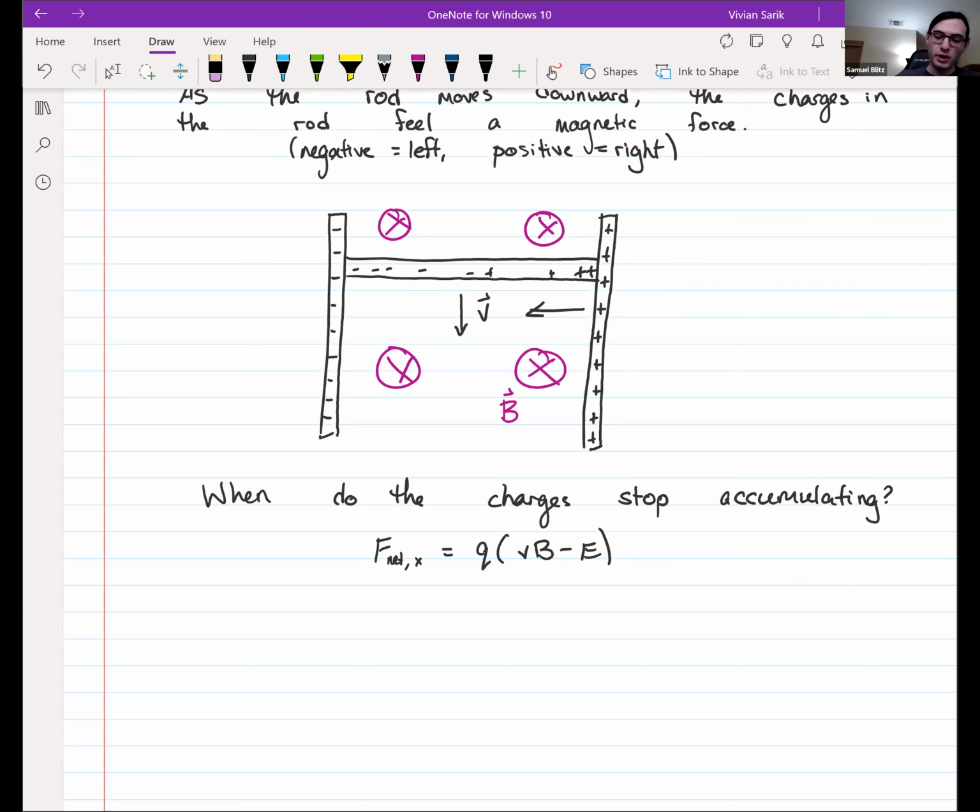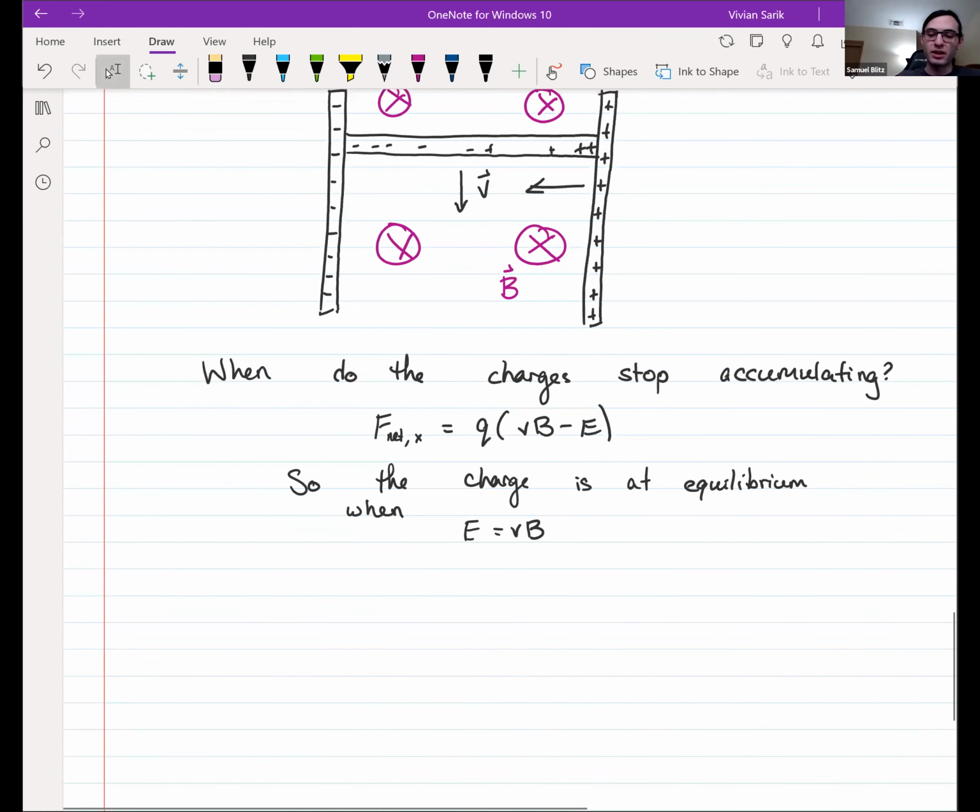And so the charge is at equilibrium, i.e. it experiences no net force, when E is equal to VB. So when the electric force balances the magnetic force, you get no more charge flow. And that will be true all throughout the rod. And so there will be a point when the electric field gets large enough, because you've accumulated enough charge, that the electric force cancels out the magnetic force.